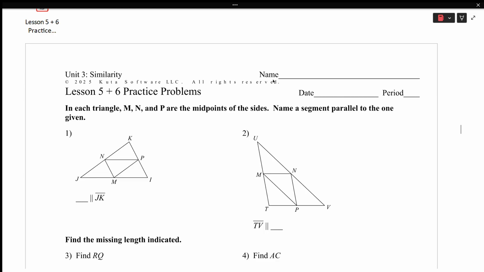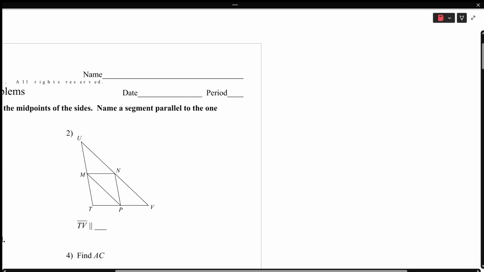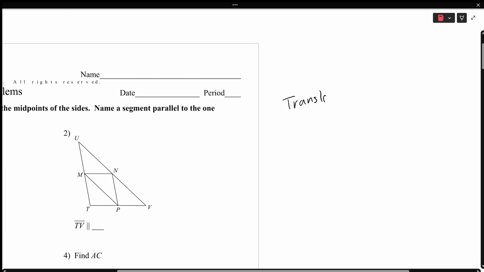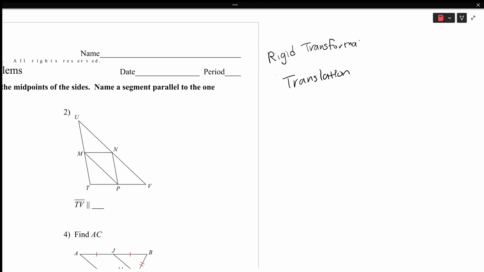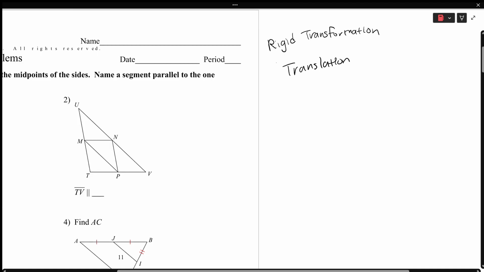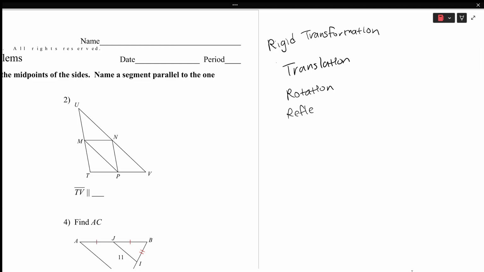There are three rigid transformations. There's translations. Here, let me write this down. Translation. Rigid transformations. There's a translation where we're sliding shapes from one place to another. There's a rotation where we're rotating things around. And then there's reflection, right? Those are the three rigid transformations.